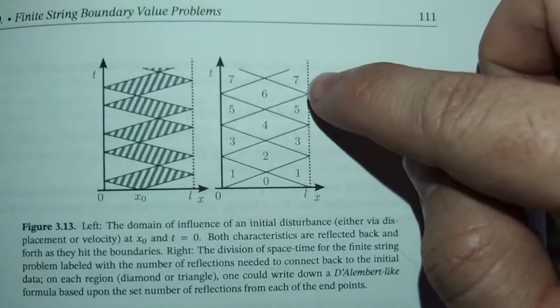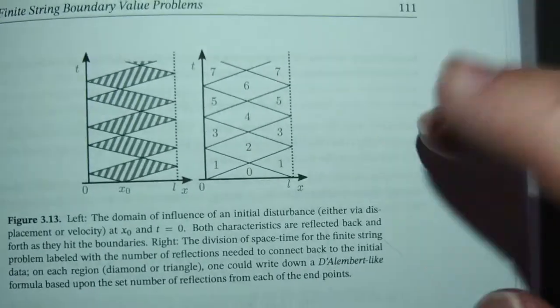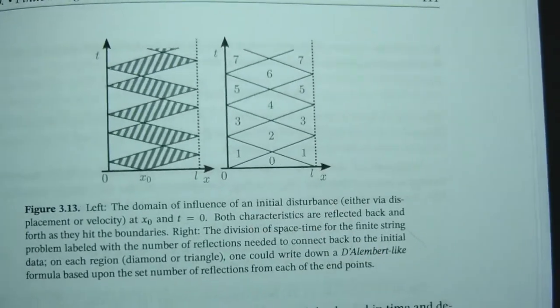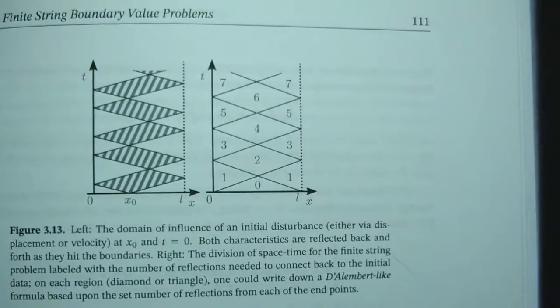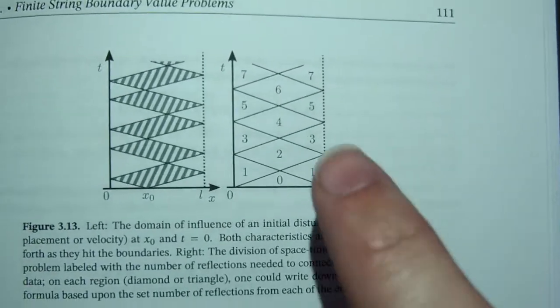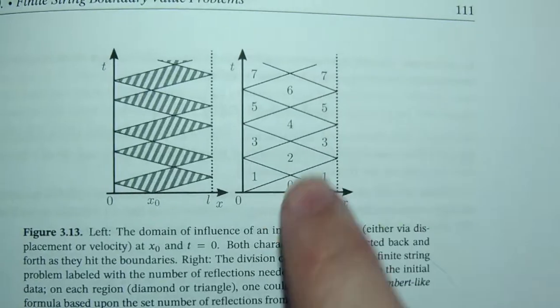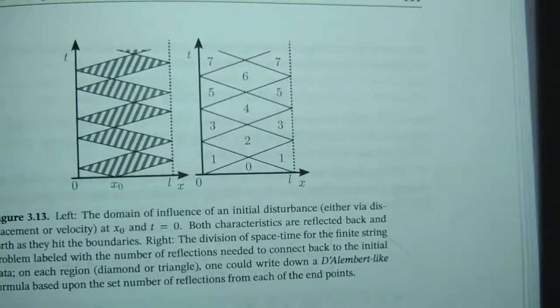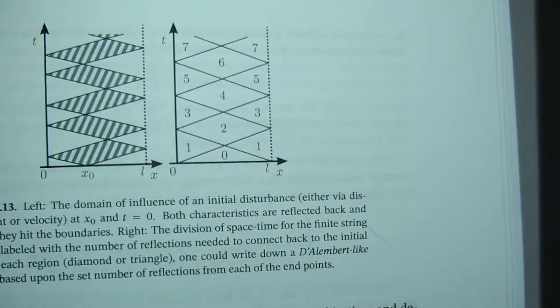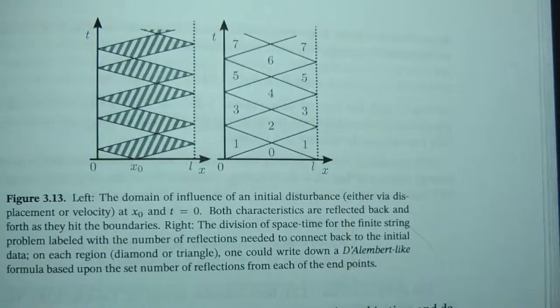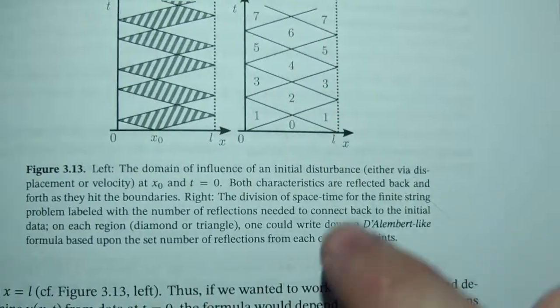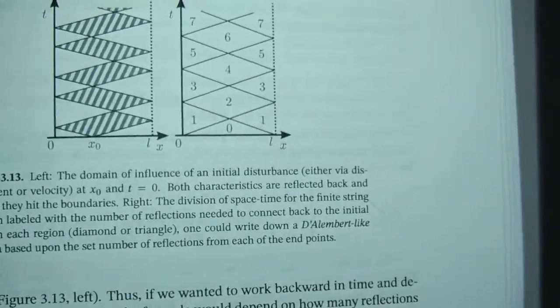These are how many steps you would need to trace back to the initial data if you wanted to write out this D'Alembert-like formula. But you could do it. If you were willing to trace through these things, you could work backwards in time, trace back these reflections to the initial data, and write out everything in terms of some D'Alembert-like formula.